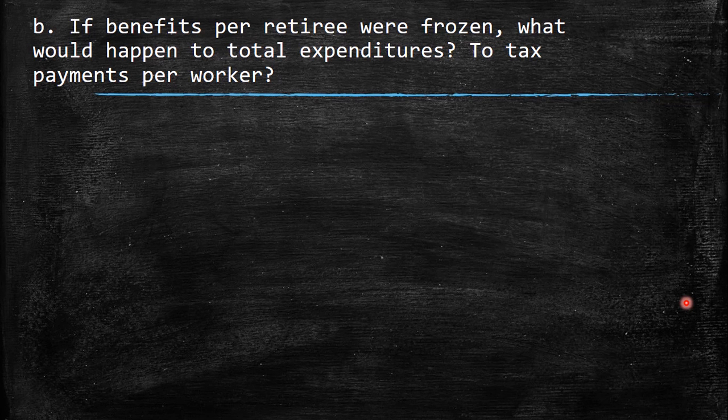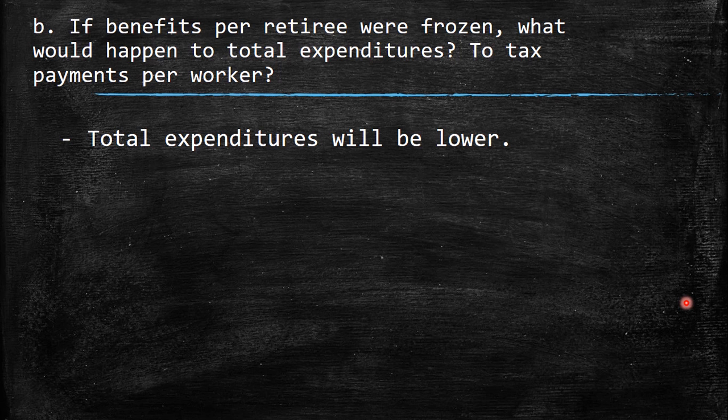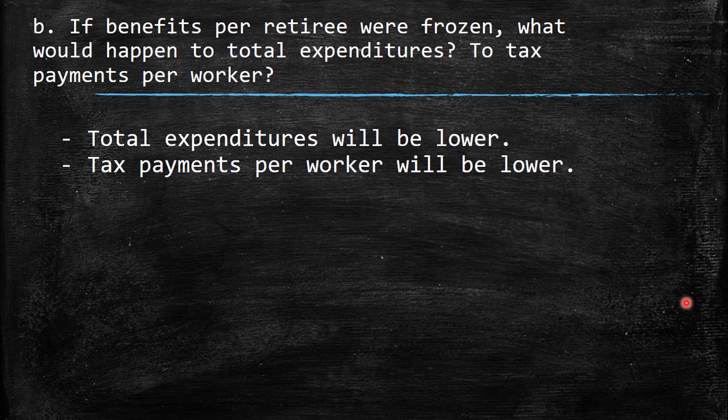Now, the second situation: imagine that benefits per retiree were frozen. What would happen to total expenditures, to tax payment per worker? It's going to be exactly the same, because remember that Social Security is one of the most important programs for the government. So if they don't have to pay those huge quantities, definitely total expenditures will be lower, because the benefit is frozen. And then the tax payments, again, they don't need to pay this.